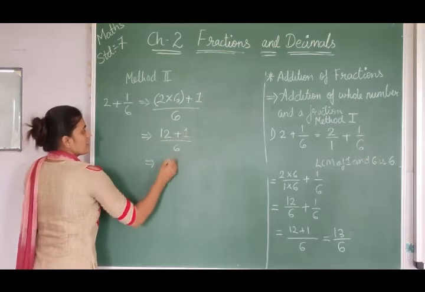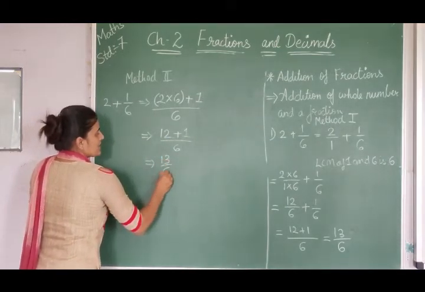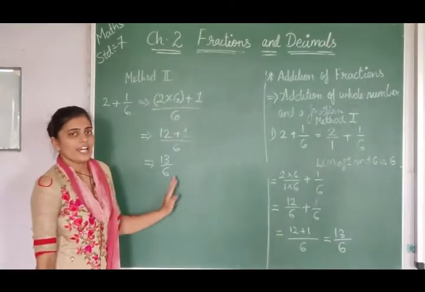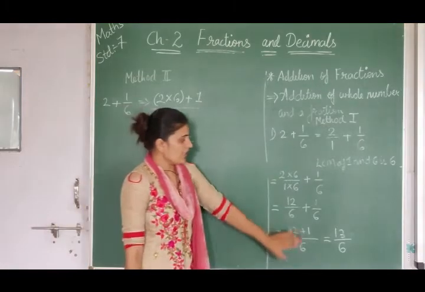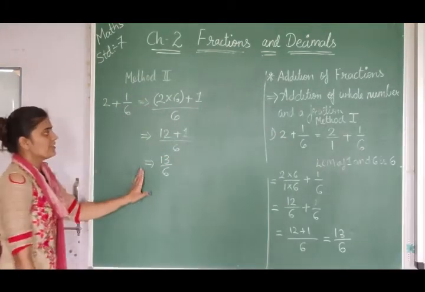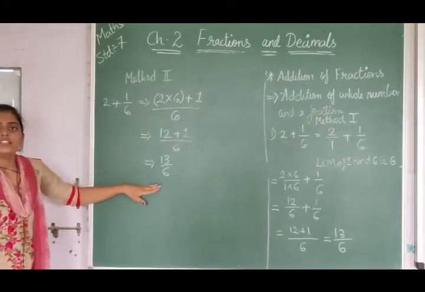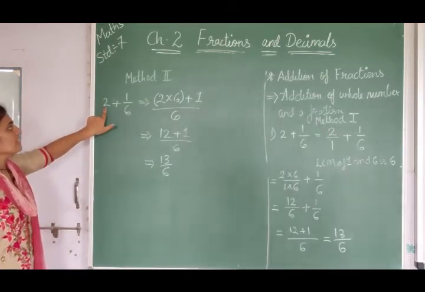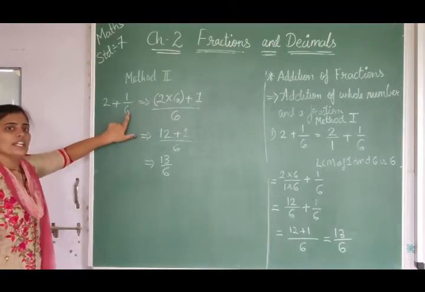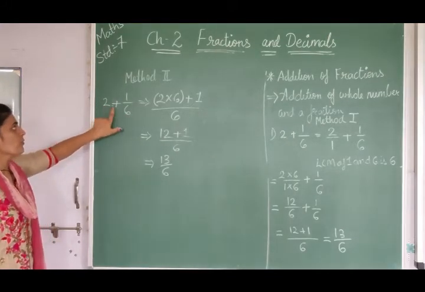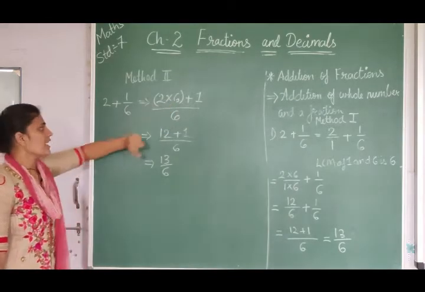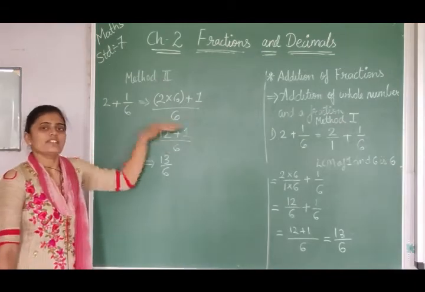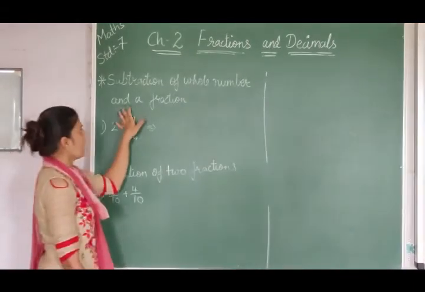So 12 plus 1 is 13 by 6. So here also 13 by 6, here also 13 by 6. So both the methods are the same, but the first method is a little long, so we will prefer this method, which is very short. In three steps you are getting the answer. You just have to multiply the whole number by the denominator of the fraction. 2 multiplied by 6, that you write first, after that the plus sign as it is, and 1, and put the denominator as 6 in the fraction.